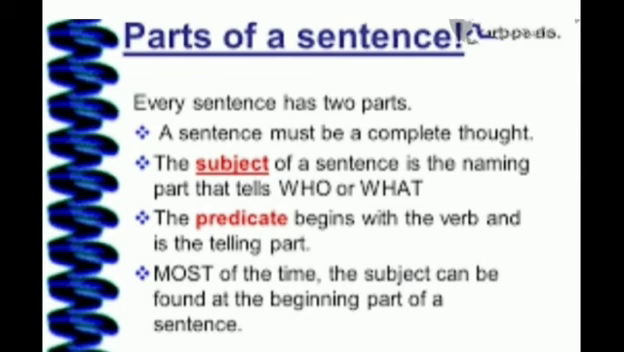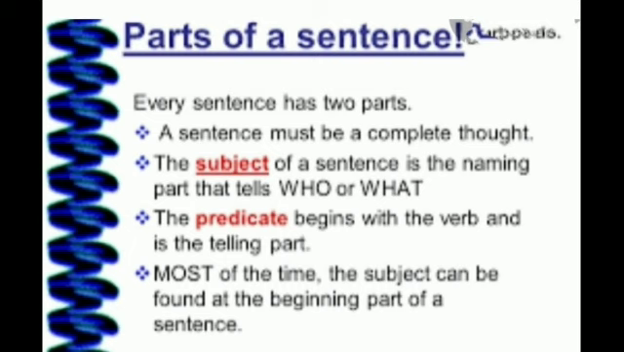A sentence can also be separated into two parts: subject and predicate. A sentence must be a complete thought. The subject of a sentence is the naming part that tells who or what we are talking about, meaning the thing or the person that we are talking about is called a subject.